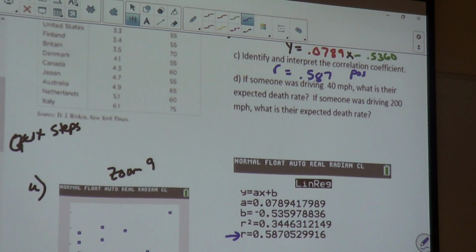Is it weak, strong, or moderate? Moderate. Remember, if it's around 0, it's weak. If it's around 0.5, it's moderate. If it's 1, it's strong.